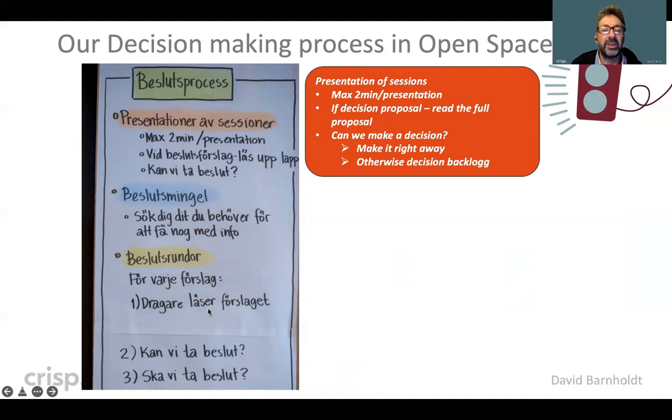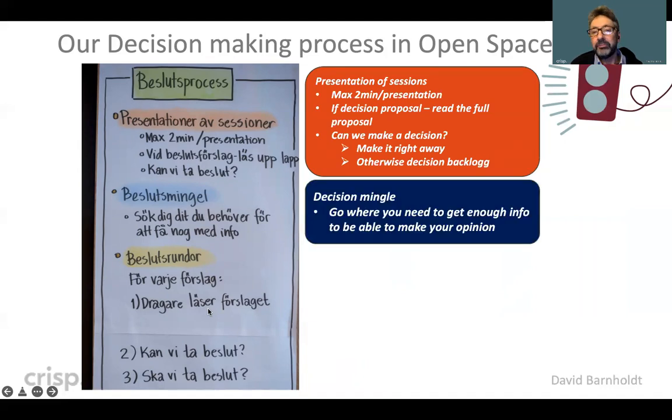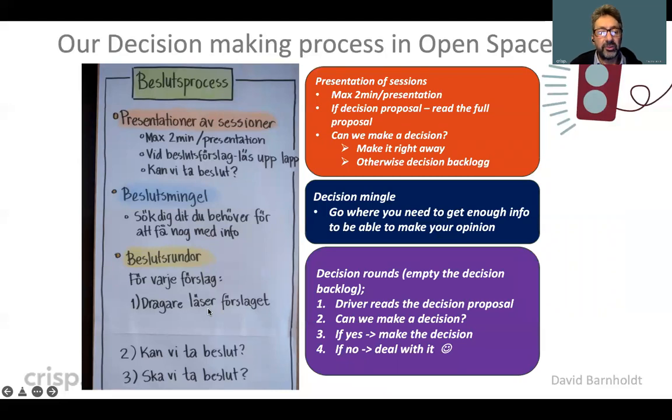No big group discussions, and then we take a pause and have a decision mingle where people can go around and get enough information to be able to form their opinion about any particular decision that was proposed. And then we have decision rounds where we empty the decision backlog, so to speak, where the decision is read again, maybe it's rephrased, and we check, can we make the decision? If yes, we make it. Otherwise, the decision driver has to deal with it and try to do this at another time.